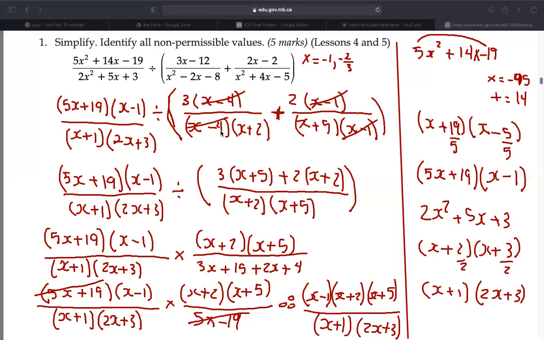And here, x cannot equal 4 from here, and -2 and -5 and 1 from here as well. So these are your non-permissible values, and this is your final answer. And we'll move on to the next question.